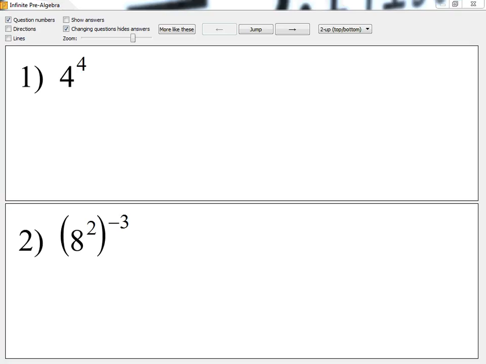First thing we gotta remember is that exponent means repeated multiplication. The big number, which we call the base, that's the one that I'm going to repeat. The exponent tells me how many times. So I'm gonna repeat 4 times. So write 4 times 4 times 4 times 4, and then that's basically it.